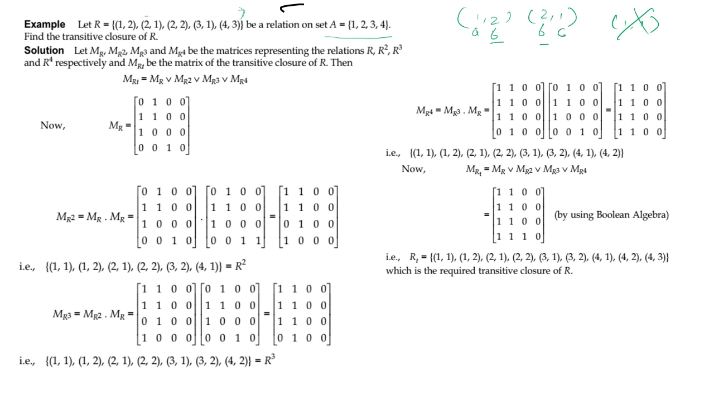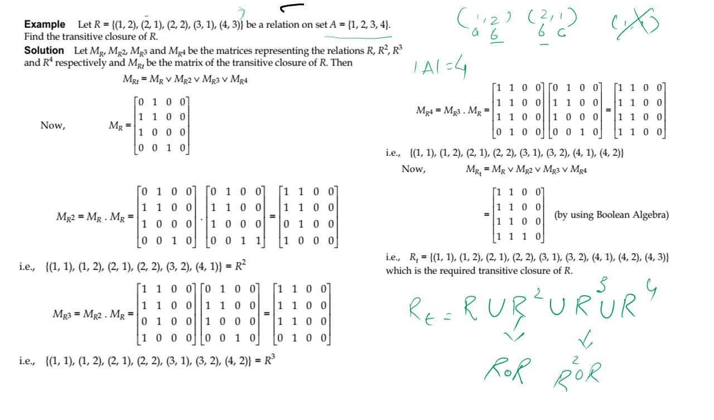Now how do you find the transitive closure for that? There are two methods. One is the direct method by using union, the other is the matrix method. If you want to use the direct method, the cardinality of A is 4, so the transitive closure will be R union R square union R cube union R to the power 4. What is R square? It is R composition R. R cube is R square composition R. What is R4? R cube composition R. Once you take the union of all these, you will get the transitive closure.